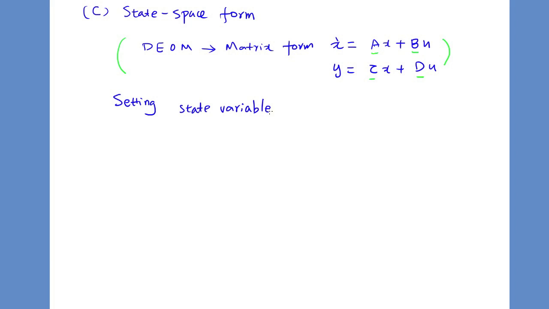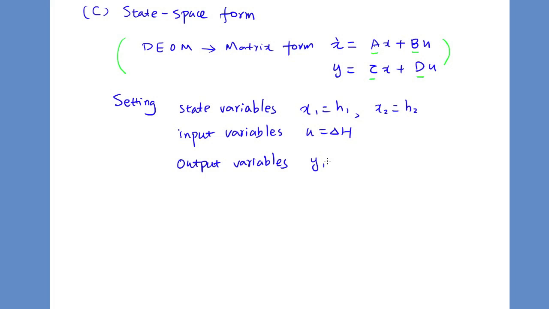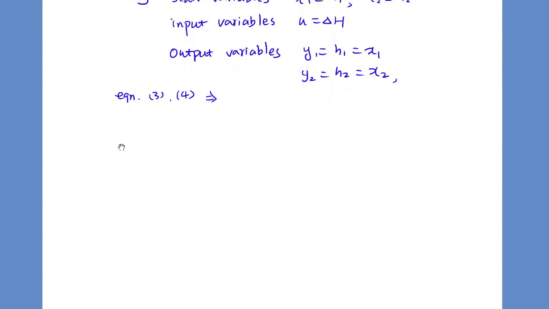So for this problem, let's set h1 and h2 as state variables, give a new name x1 and x2, and u, which is the pump head delta H, as input. And we want to use y1 and y2 to represent output. Of course, we are interested in getting the output h1 and h2. The equation number 3 and number 4 will become this matrix form.